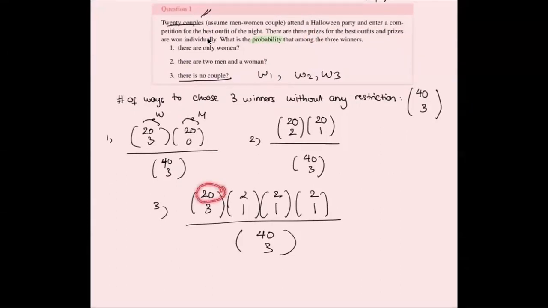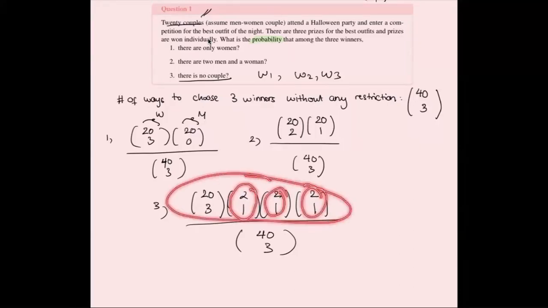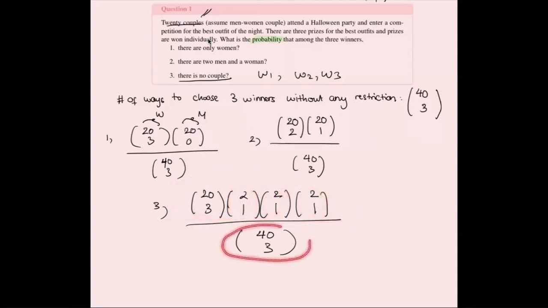So out of 20 couples, I choose 3 couples. And then once I have those 3 couples, for each couple, I choose who is the winner, the man or the woman. I do that for 3 couples. After that, I would have already formed the 3 winners. So this is the number of ways such that I can form 3 winners with no couples in them. And I want the probability, so I divide it by the total number of ways to choose 3 winners without any restriction.